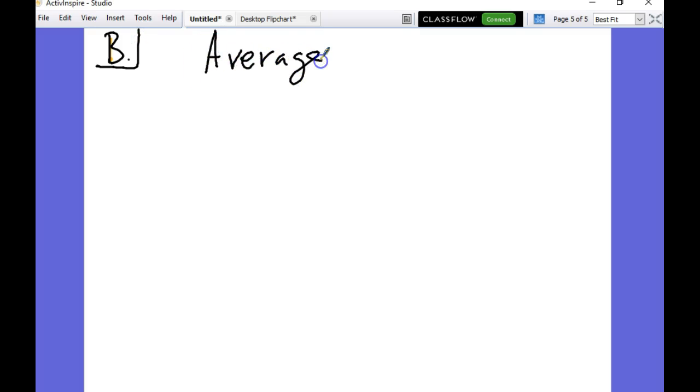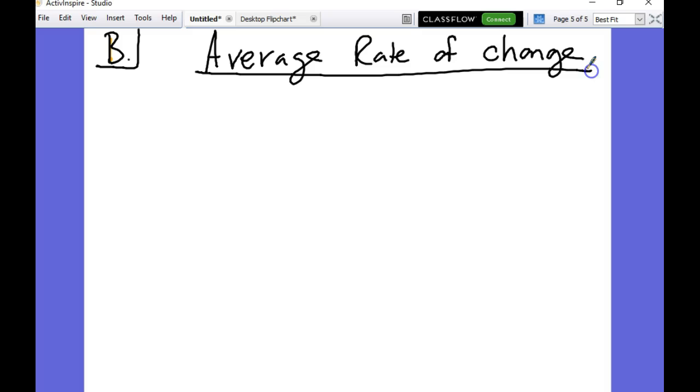Write this along with me somewhere on a separate sheet. Average rate of change. Also known as average slope.